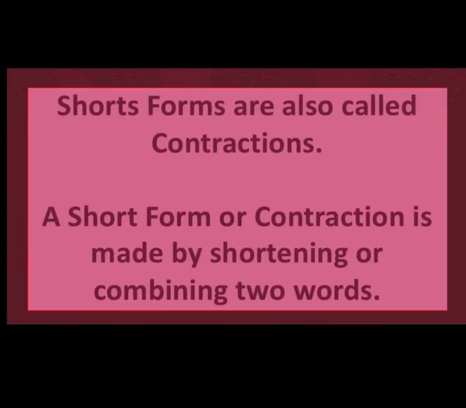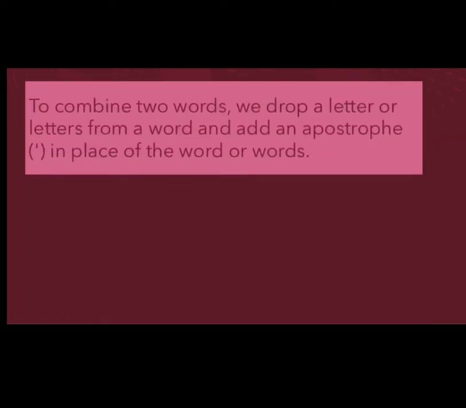Short forms are also called contractions. A short form or contraction is made by shortening or combining two words. So, to combine two words, we drop a letter or letters from a word and add an apostrophe in place of the word or words.